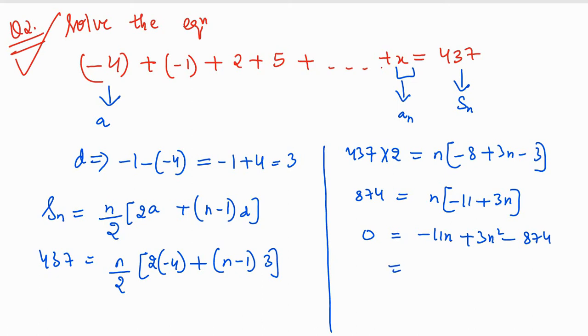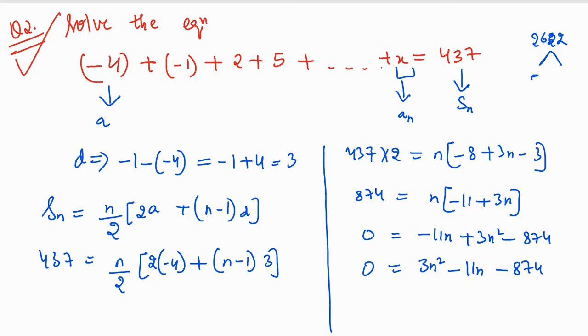Quadratic equation को हम कैसे solve करेंगे? Using middle term splitting, or you can use either quadratic formula for it. 3n square minus 11n and minus 874 is there. तो हमें इसको simplify करना है. अब simplify कैसे करोगे? You can take the factors of 3 and 874. So multiplying 3 and 874 first of all, that would give you 2622 और 2622 के हमें factors ढूंढने हैं so that I can have 11 for it.